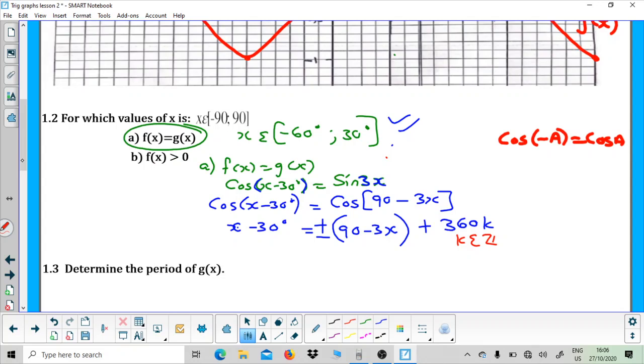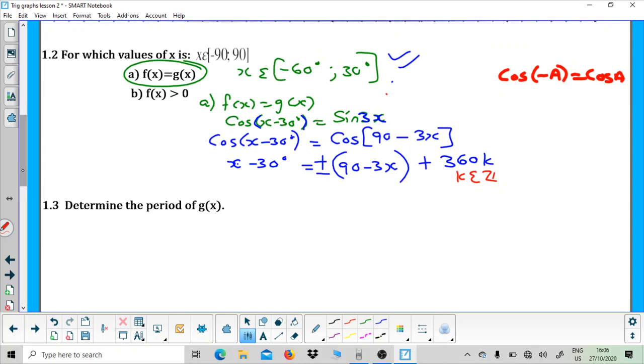You are allowed to solve an equation, especially if it is not so easy to see your points of intersection. If they ask you for points of intersection and they give you 6 marks, definitely that question won't be for you to check on your graph where the graphs are intersecting and approximate. No. You have to give the exact one. So in this situation, we are just going to finish this off. There are 2 general solutions here, I believe.